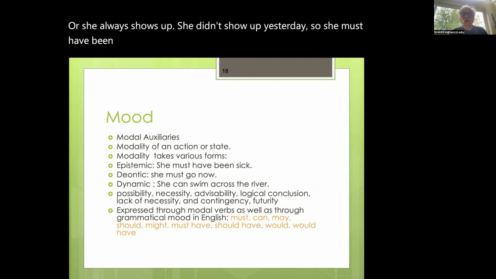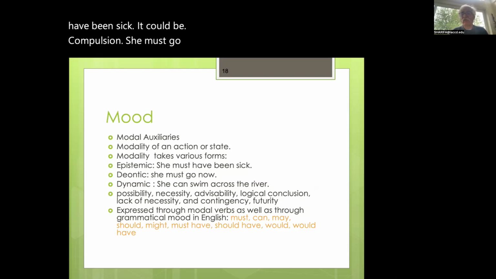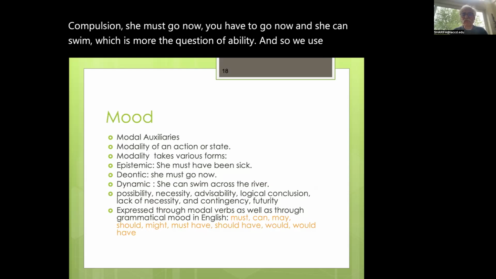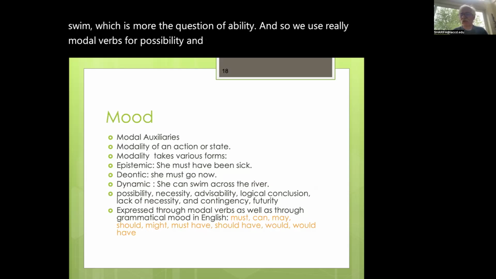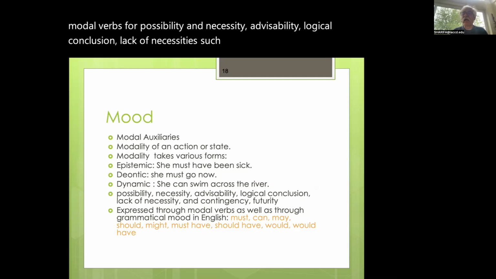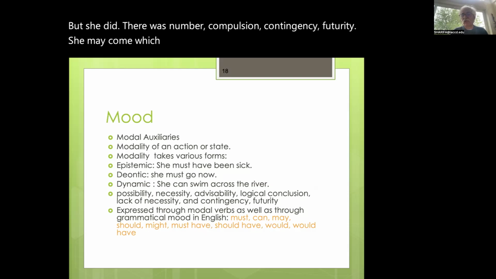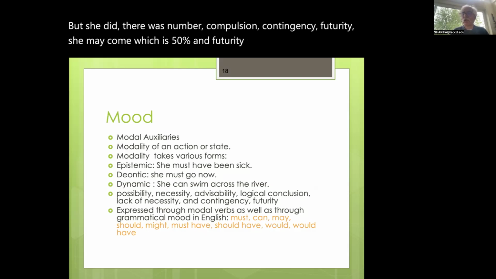It could be compulsion. She must go now. You have to go now. And she can swim, which is more the question of ability. And so we use modal verbs for possibility, necessity, advisability, logical conclusion, lack of necessity, such as she didn't have to come, but she did. There was no compulsion, contingency, futurity. She may come, which is 50%, and futurity, she will come.